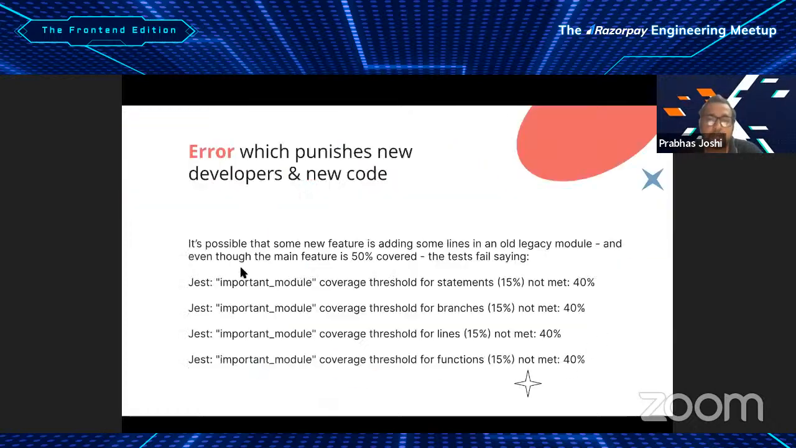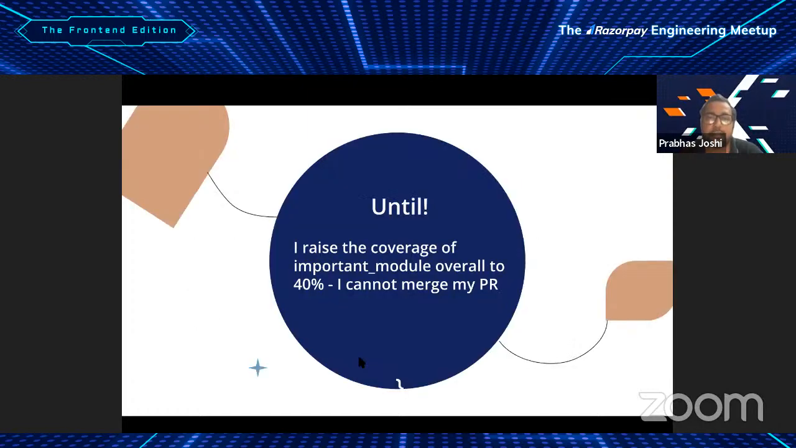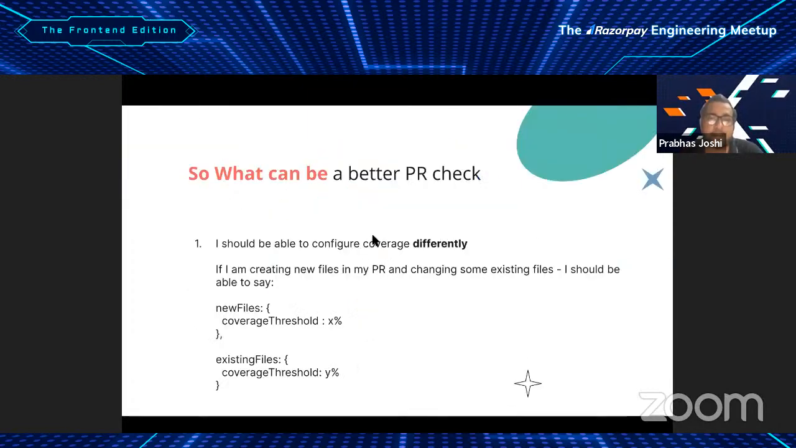So the current logic is that the global thresholds or the module level thresholds are set to fixed values, right? And any change that you do across this will be compared to 40%, right? So what could be a new and better way? Let's say I say all the new files should have X% of coverage threshold, and any existing file that you change should have Y%.